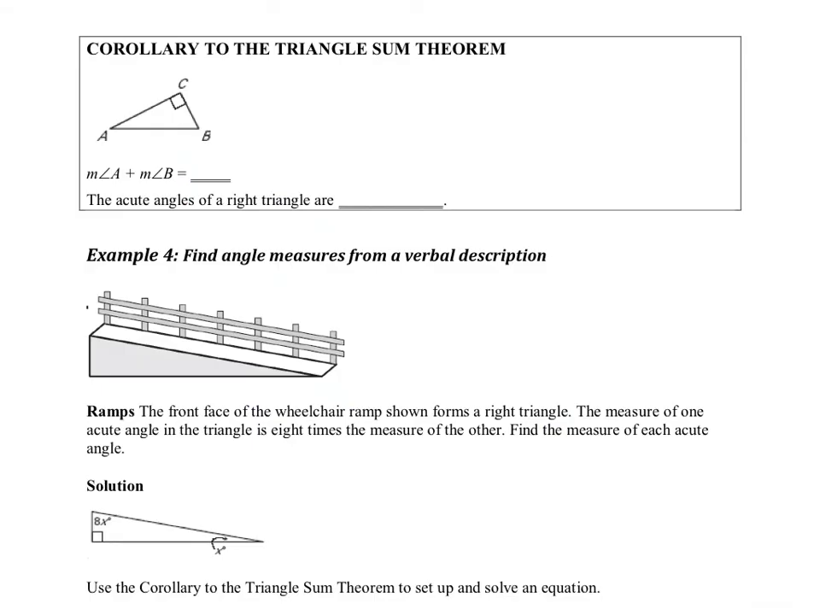All right, let's look at our last page here. This is the corollary to the triangle sum theorem. So if I have a right angle, and this is the one we'll use often, the measure of the other two angles that aren't the right angle, that's always going to add up to 90 degrees. So it says the acute angles of a right triangle are, well, if they add up to 90 degrees, that means they are complementary. So let's use this idea in an example problem.